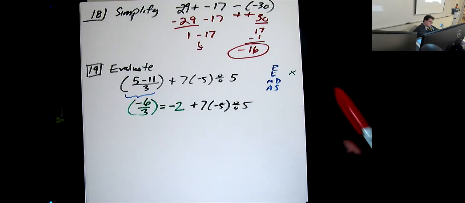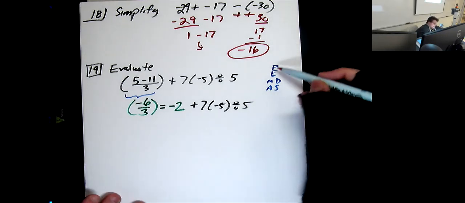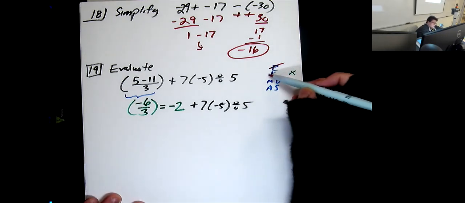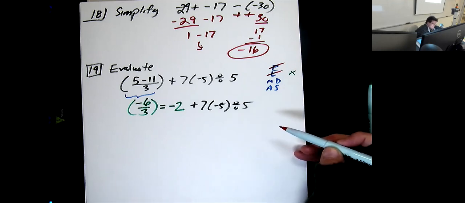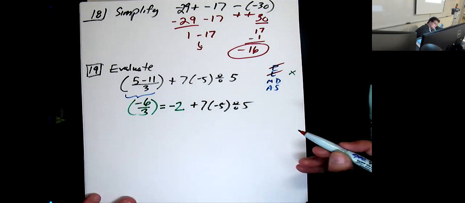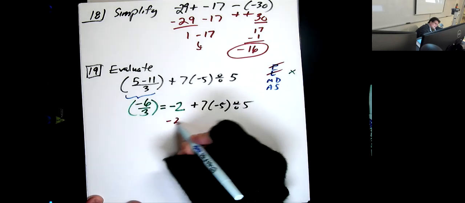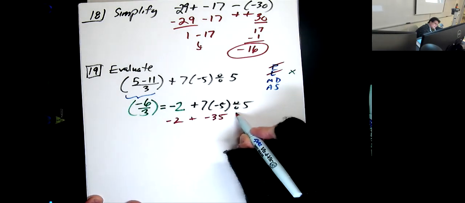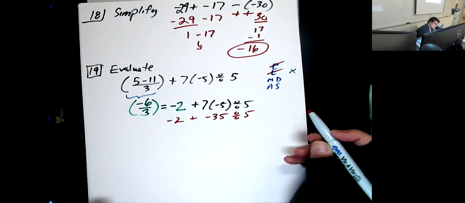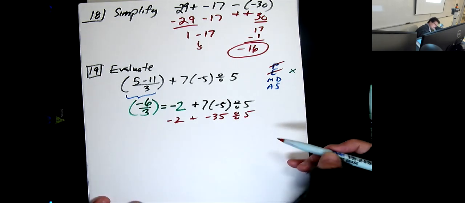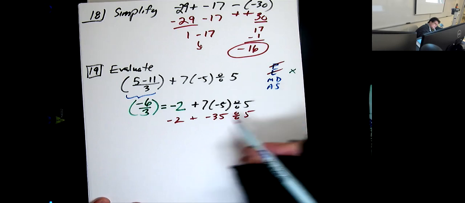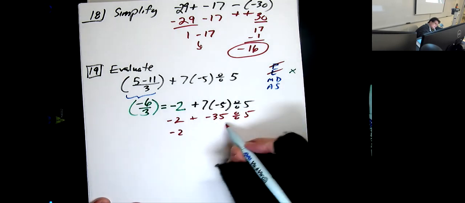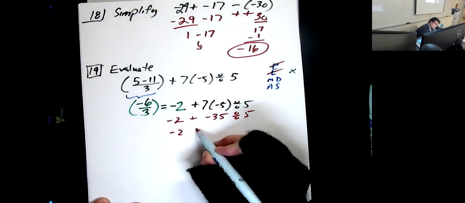Now the parentheses are done, and the exponents are done. Multiplication, we do left to right. 7 times -5 is -35, and I still got divided by 5. I still have multiplication and division, so I need to continue doing that. -35 divided by 5 is -7.